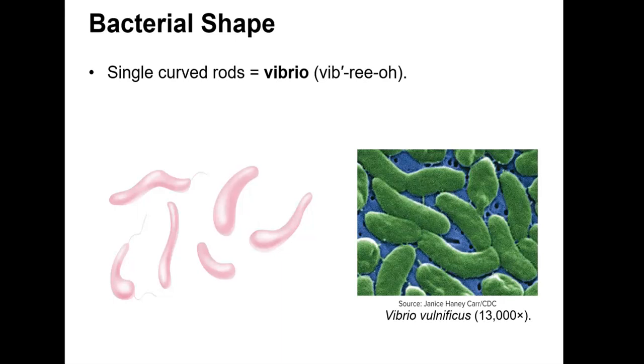We have Vibrio cholera, and you're seeing some of the Vibrio here. This is Vibrio vulnificus, which you can find in salt water that can infect open wounds if you go in salt water. So this is also another type of cell shape.